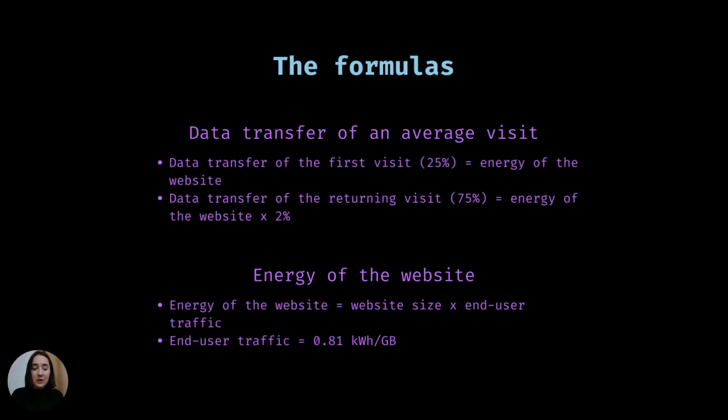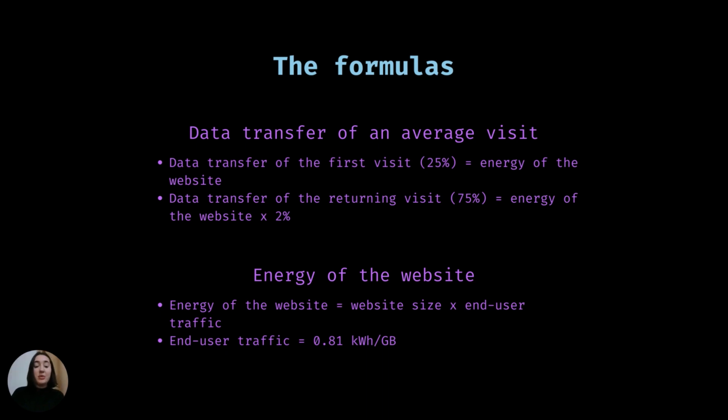And the formula that they used, and also that I am using in my team with the tool that we developed, is as follows. So we have to consider a few factors. For example, the data transfer of an average visit. So if we think about the data transfer of the first visit, it would stand for 25% of all emissions. And this would be the energy of the website.